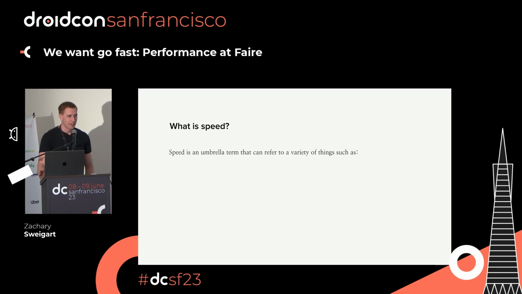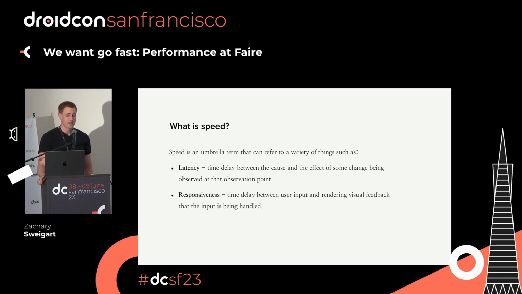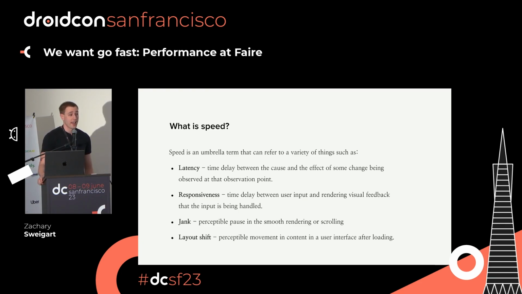Speed is a bit of an umbrella term that can refer to a whole bunch of different things, such as latency, which is the time delay between the cause and effect of some change being observed; responsiveness, which is the time delay between a user input and giving visual feedback; jank, which is the perceptible pause in smooth rendering or scrolling; or layout shift, which is the perceptible movement in UI elements after the initial load.